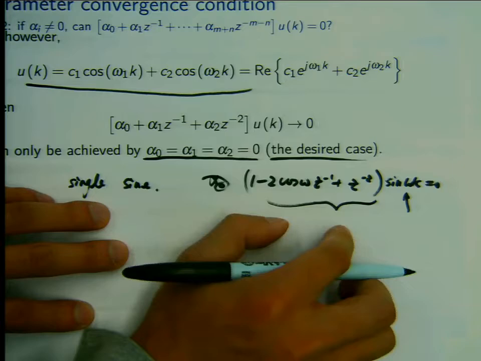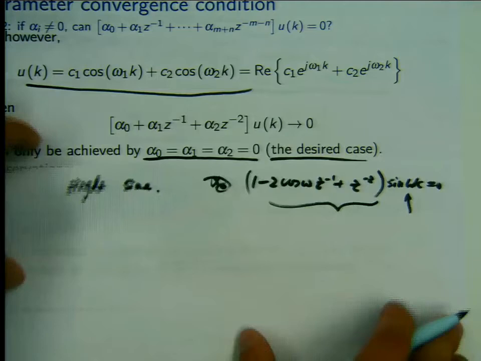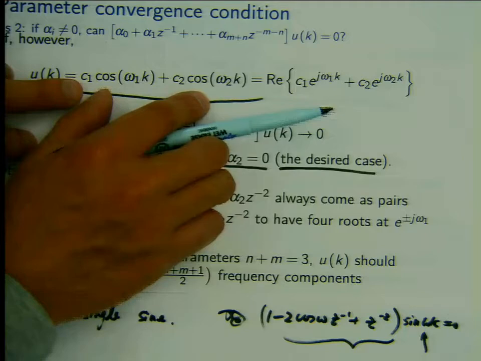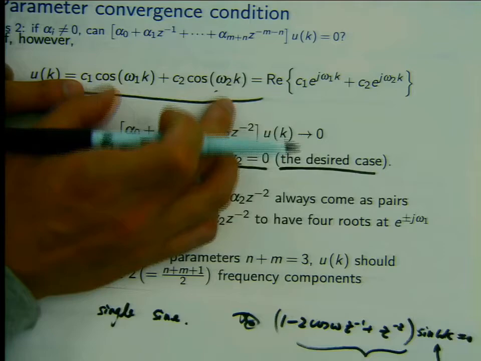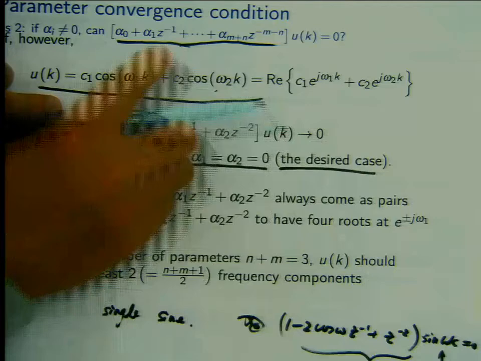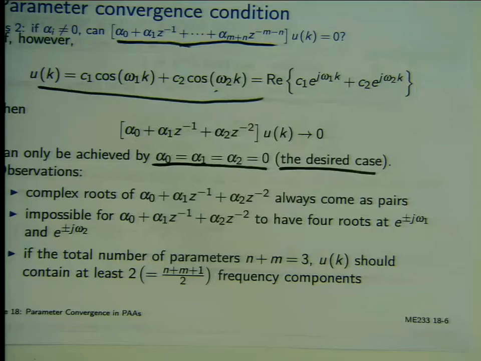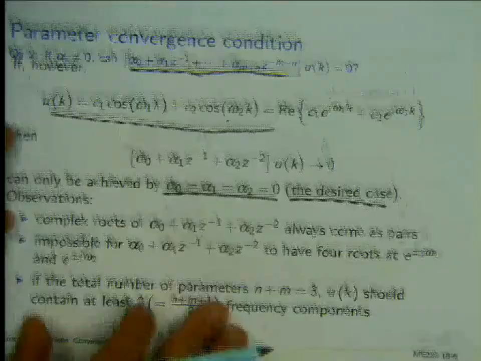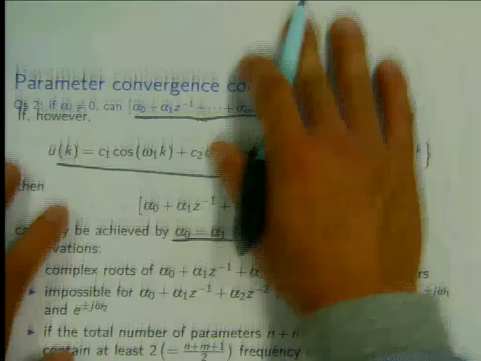Okay? Now here, if I have two sinusoidal components, I am assuming omega 1 doesn't equal omega 2. What is the minimum order of the polynomial here to make the output 0? The minimum order? 2? No, the 2 is for a single sinusoidal case. 4, right? So you got the trick.